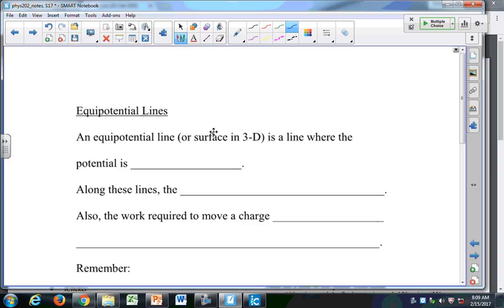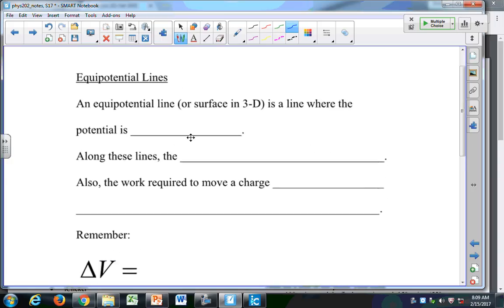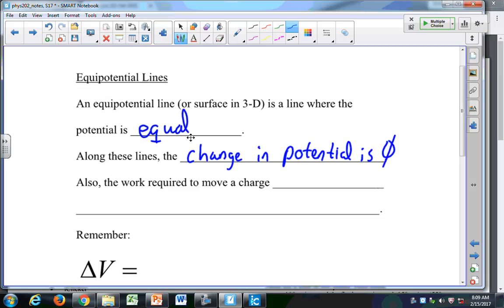Anyway, let's move on to equal potential lines. We saw this in lab. An equal potential line is a line where the potential is equal. That's where the name comes from. Along these lines, the change in potential is 0. Also, the work required to move a charge along an equal potential line is 0.